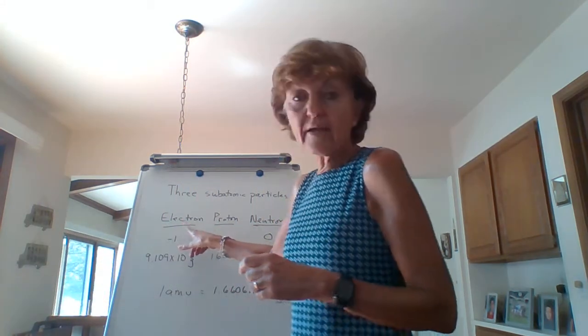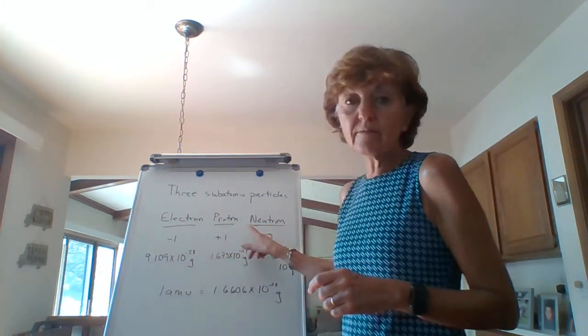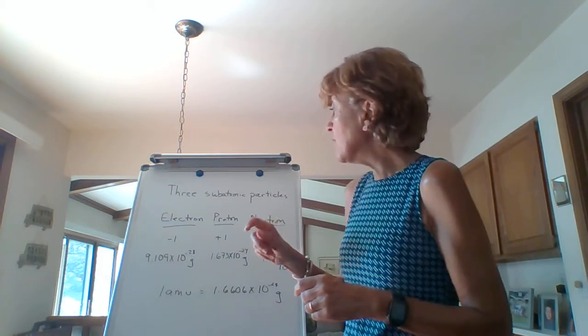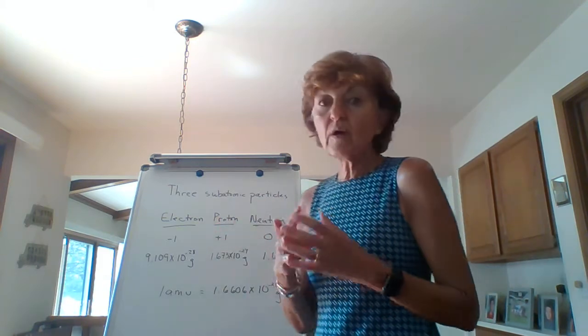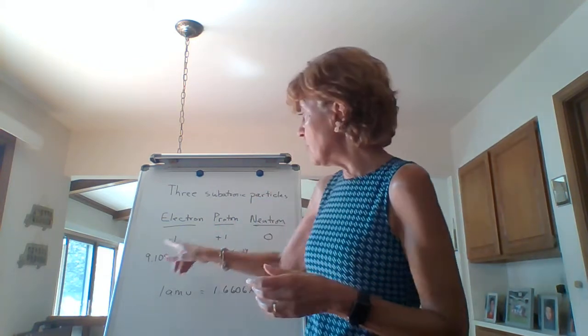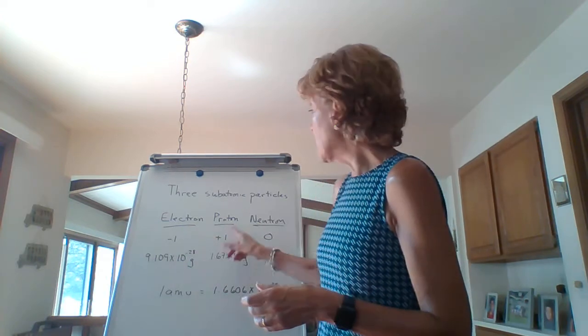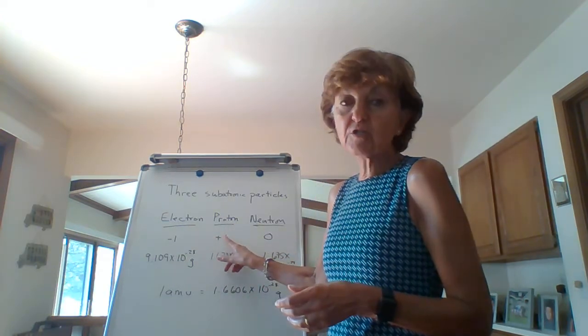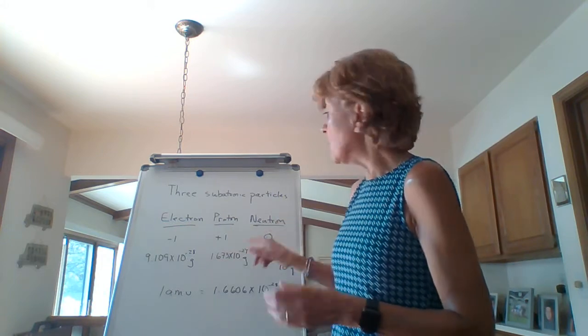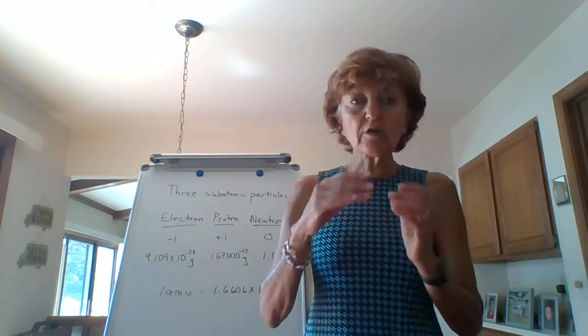You've probably already heard of these terms, but there are three subatomic particles, and they are electron, proton, and neutron. Okay? How do they compare? Well, an electron has a negative charge, -1. A proton has a positive charge, +1. And a neutron has no charge, 0 charge.